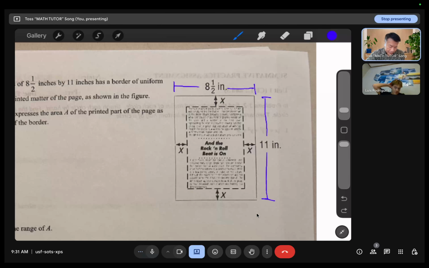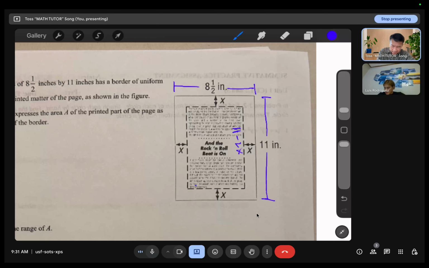Okay, let me see. Since this is 11 inches, it means the inside here. Let's see. Do you want to tell me before I write it? How long is this right here? It has x in it. This is x long. This is x long. This is 11, what? 11 minus 2x. Yes. You okay? Good job, dude. And this one, yeah, exactly.